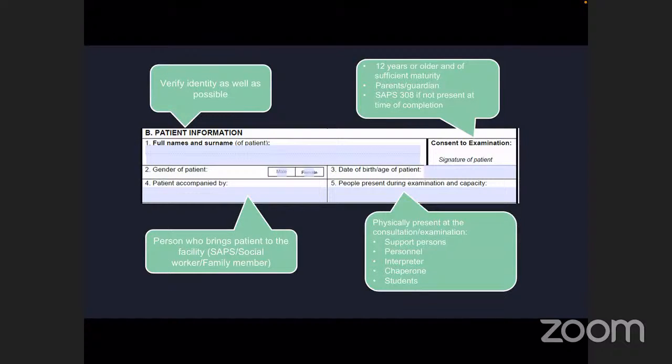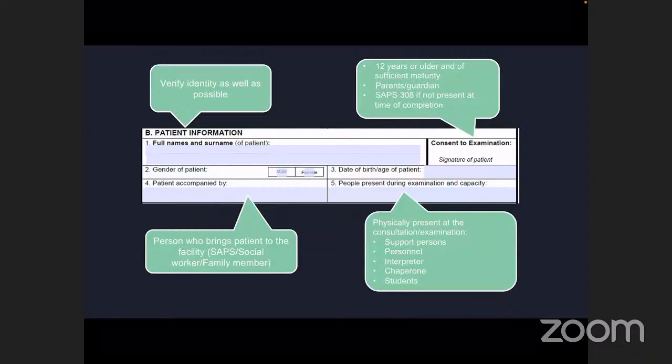The next section, section B, is the patient information. At this point, you want to verify the patient's identity. Normally, most people use the identity documents that the patient will bring with them. You need to fill in the gender, the patient, who they're accompanied by, as well as in this section, you want to get the signature of the patient or the individual to give consent for the examination.